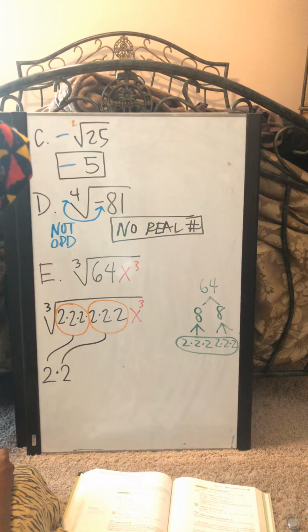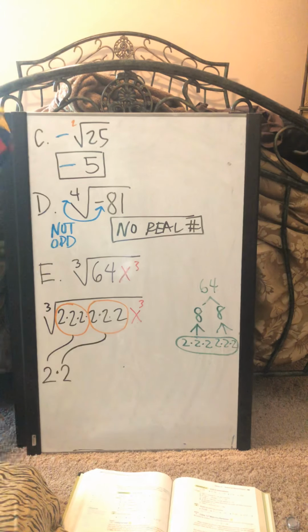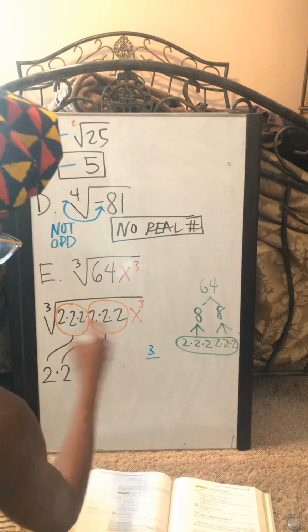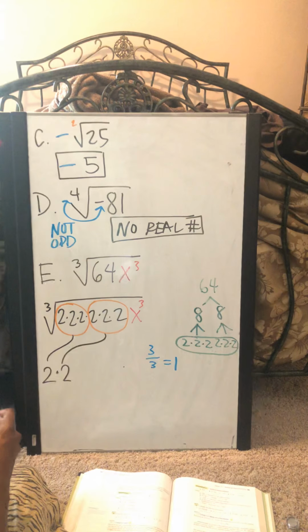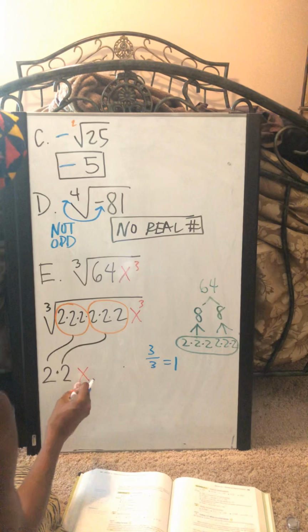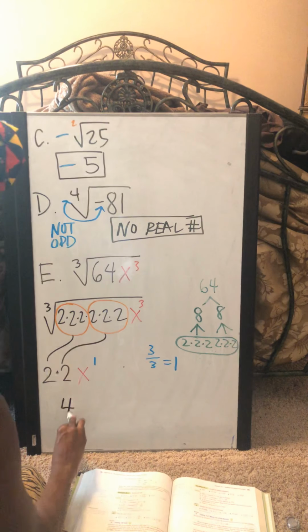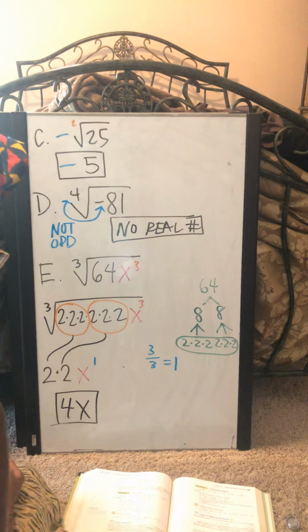And then we have our x to the third, and we can do our little trick, right? So we take our power right here, which is 3, and we divide it by this number over here, which is 3, and that gives us 1. So that means we're left with x to the first power. Okay, and then 2 times 2 is 4, and then we have that x to the first power. So our final answer here would be 4x.